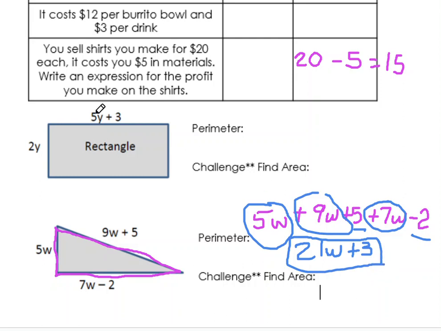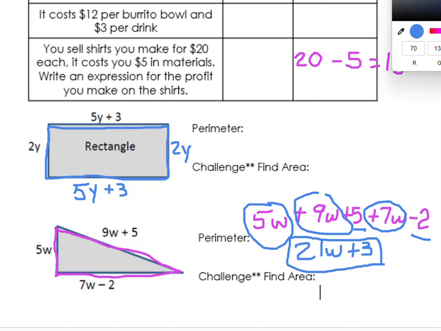All right, if I'm doing a rectangle, it's the same thing. I'm going around the whole outside of the shape, right? But this isn't labeled over here, so I have to do a rectangle. If this is 2y, this side over here is also 2y, right? If this side is 5y plus 3, this side down here is also 5y plus 3. And then now I can add it up and combine my like terms, right?